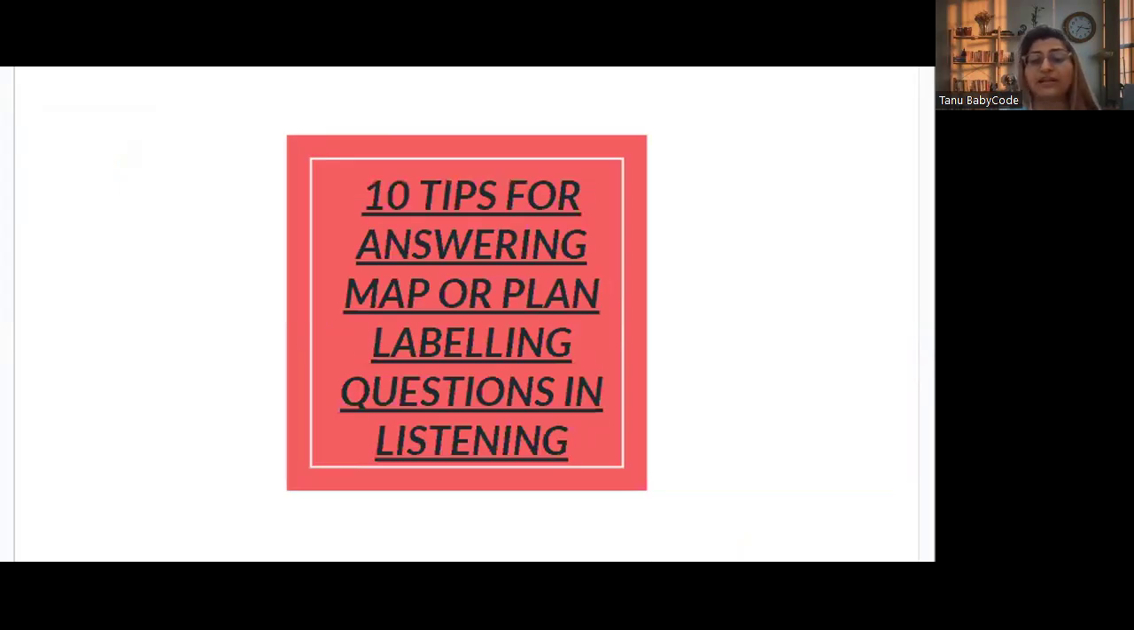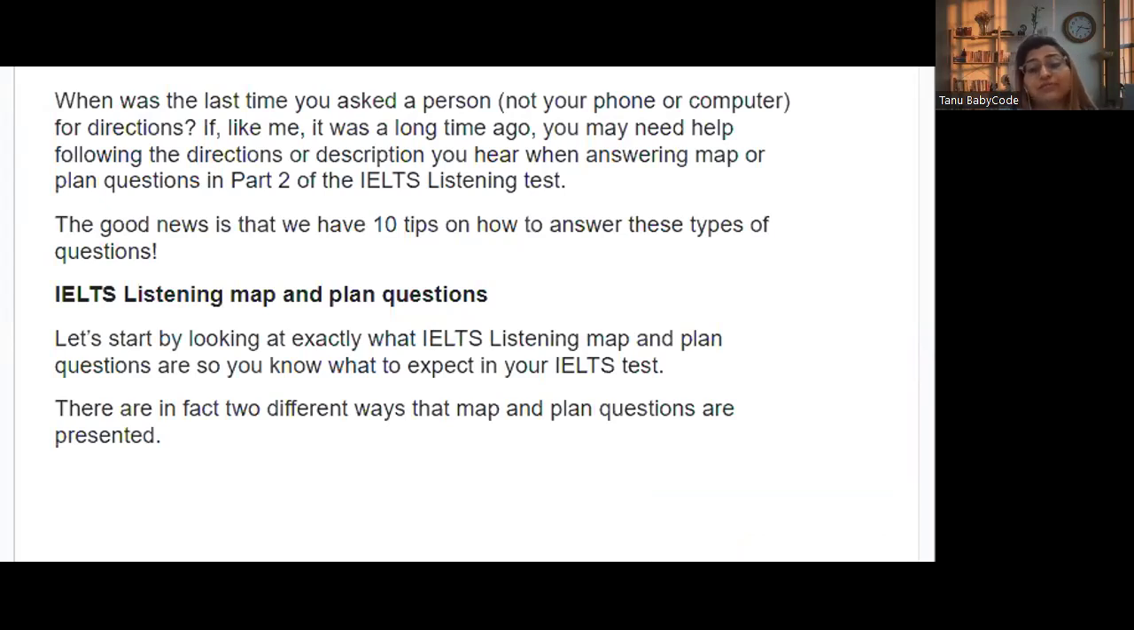Now, map and plan labeling questions are very challenging and they are tricky also, and test takers do face difficulty while attempting these questions. And when was the last time you asked a person for directions? If you're going to ask me, it was a long time ago, right? So we need some help following the directions or descriptions you hear when answering map or plan labeling questions in Part 2 of your listening test. The good news is that I'm going to provide you 10 tips to answer these types of questions.